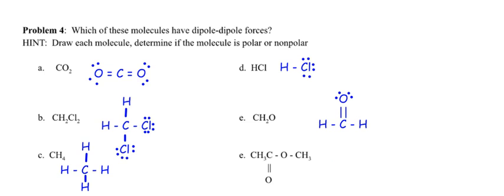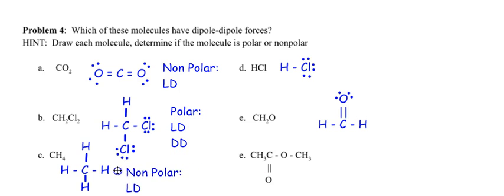All right, so what's my final result here? We said this is nonpolar, so it has only London dispersion. We said this is polar because of the chlorine, so it has London dispersion and dipole-dipole. We said this one is nonpolar because it's perfectly symmetrical, so it only has London dispersion. HCl has both London dispersion and dipole-dipole, so it's polar there. This one's polar, it has London dispersion and dipole-dipole.